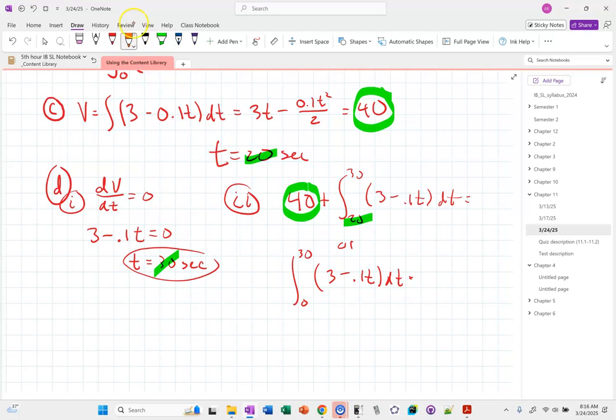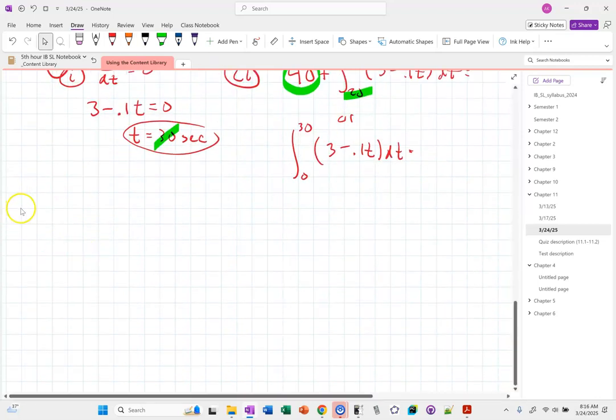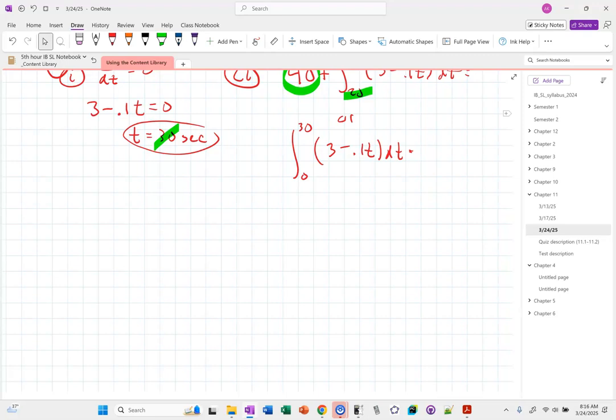So you could do it either way. I knew it took 20 seconds to fill up tank A to 40 liters. So anything after 20 seconds is going to go into the other tank. What do you guys think? Another one of these guys? Are these the worst ones? Let's try that.